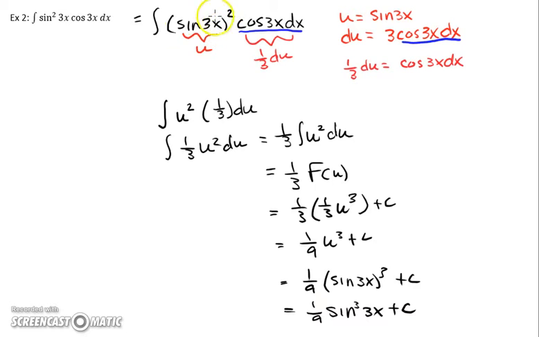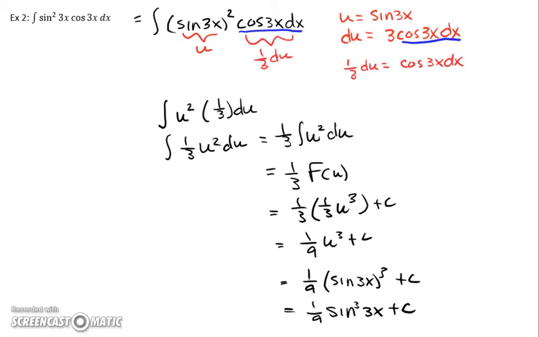So again, we want to find what's on the inside, call it u, take its derivative, and try to find its derivative in the problem. We might have to adjust it, right? Move the 3 over to get just the derivative, cosine 3x dx, in the problem. And then anti-differentiate like we normally would.